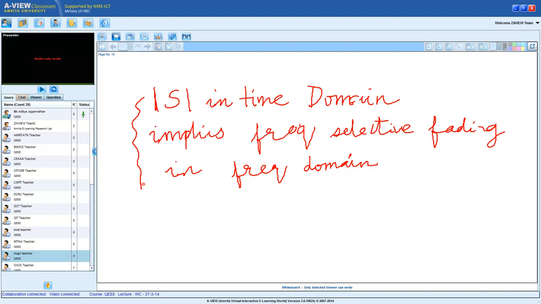This is the last point I want to make regarding the interpretation of the delay spread and the time domain relation of the delay spread. But for a periodic signal, the question is not clear. There is no periodic signal here. If you are thinking that this is a periodic signal, this is not a periodic signal. Which signal?